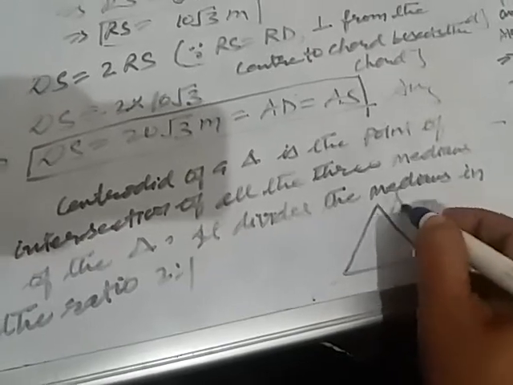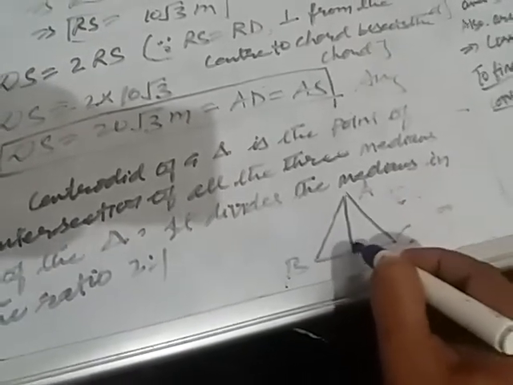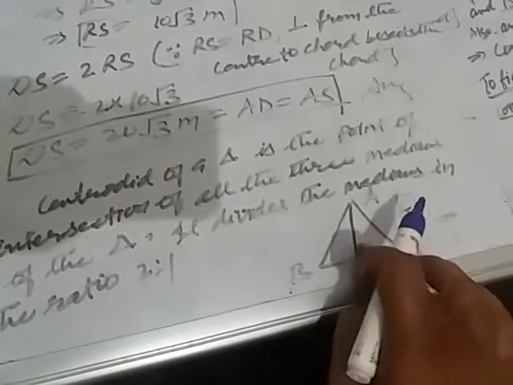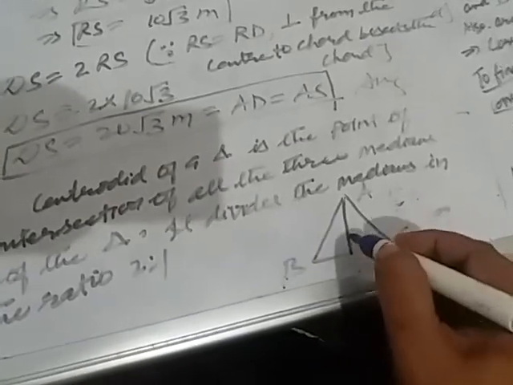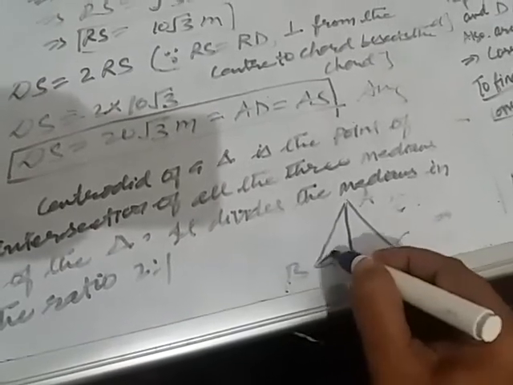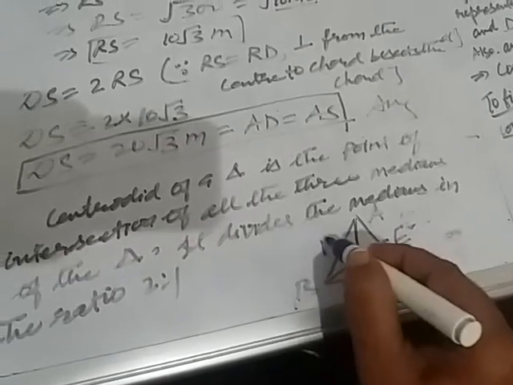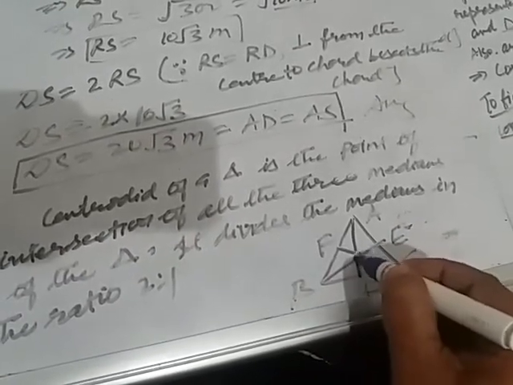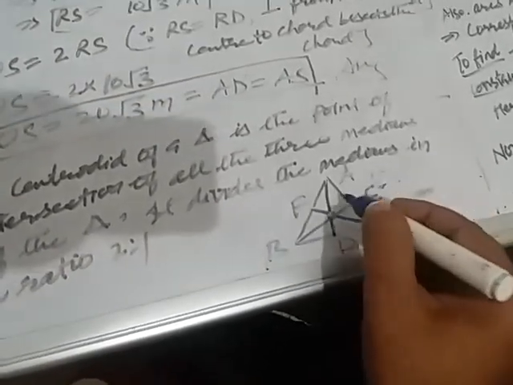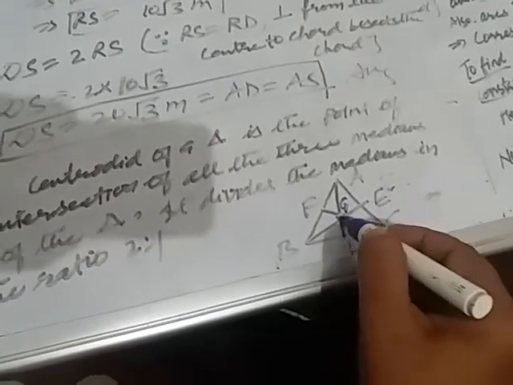Clear children? Triangle A, B and C. In an equilateral triangle, the median is the altitude also. Sorry, don't take it equilateral here. Let it be A, B, C, this is D, this is E, and this is F. This point is the point of intersection of all the three medians. Let it be G. So G is the centroid over here.